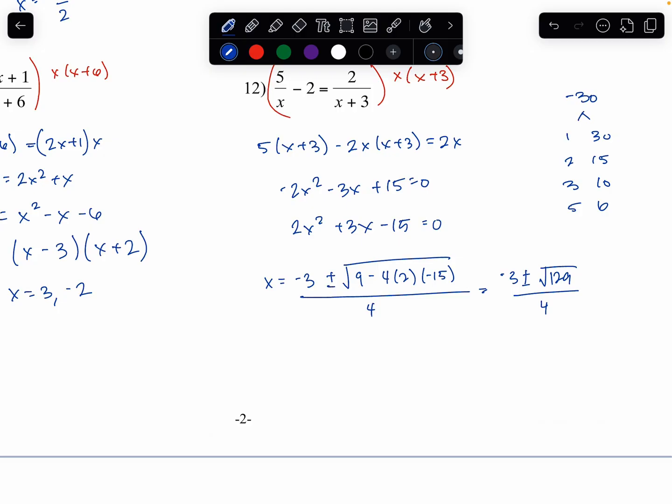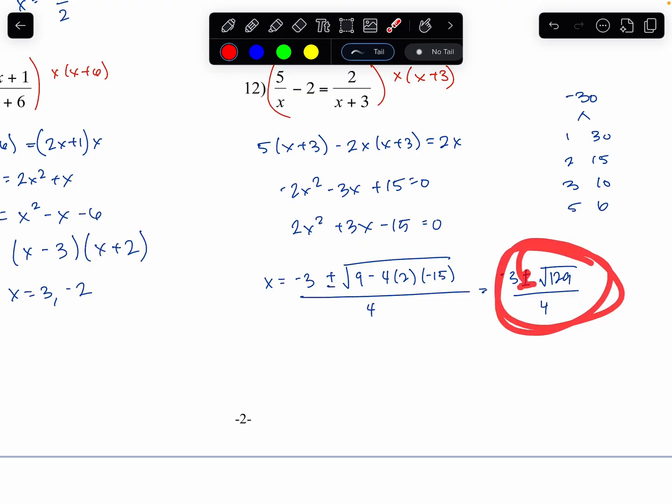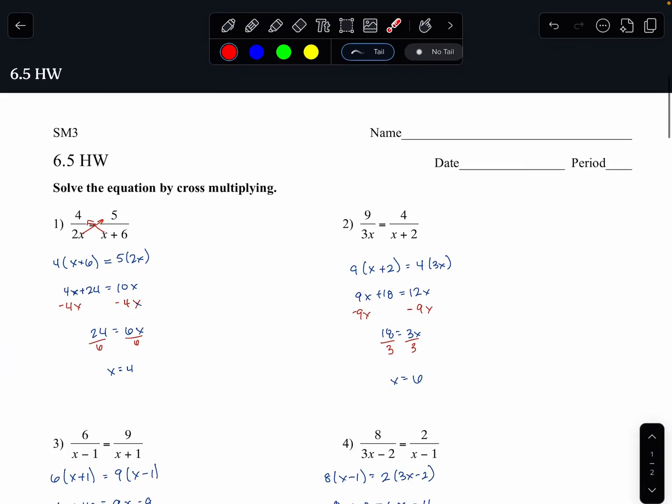And let me check my answer. Keep clicking the wrong button. Okay, and then we'll do 5 divided by x minus 2, and then we'll do 2 divided by x plus 3. And I did get the same answer whenever I added, and I'm going to assume it will be the same when I subtract. So there you go. You can keep your answer like that. All right, and that should cover 6.5.